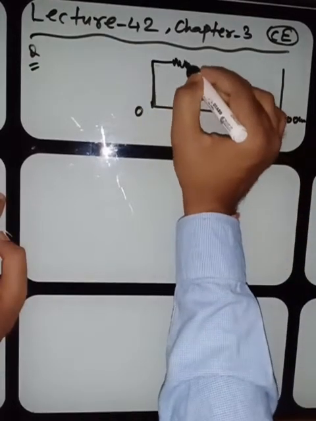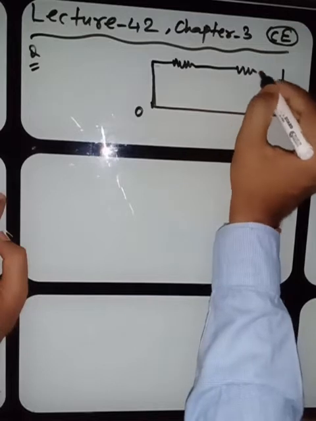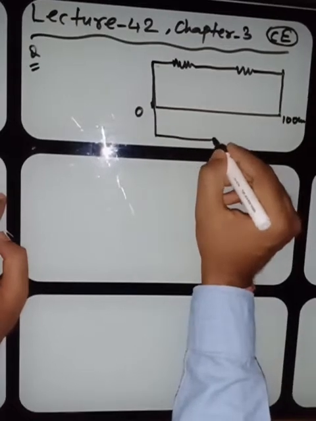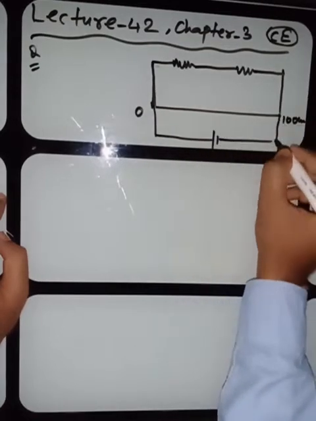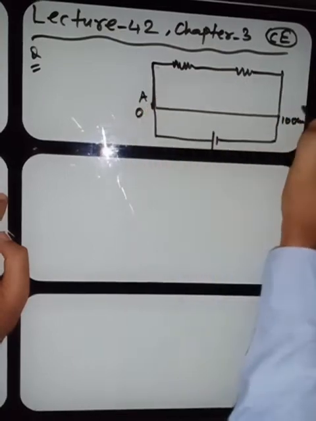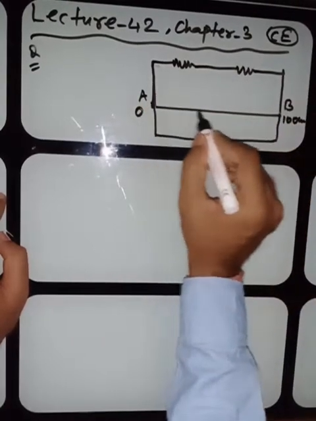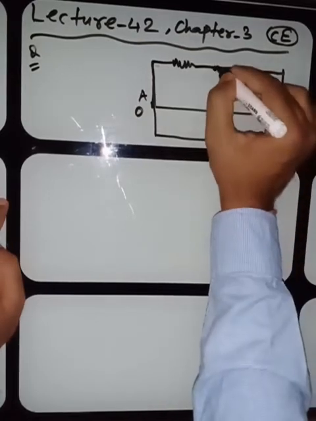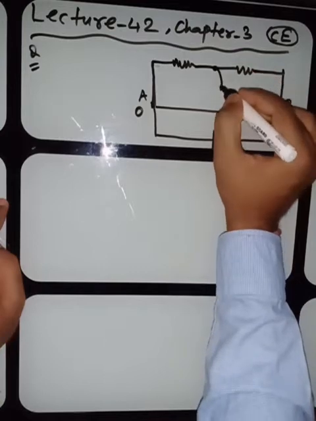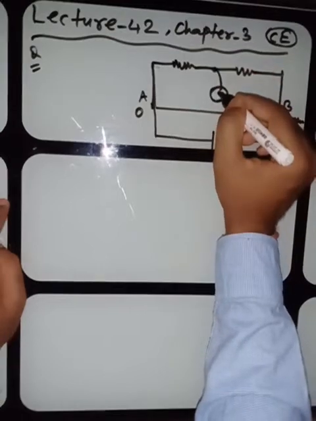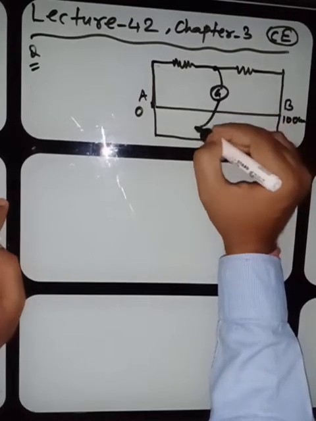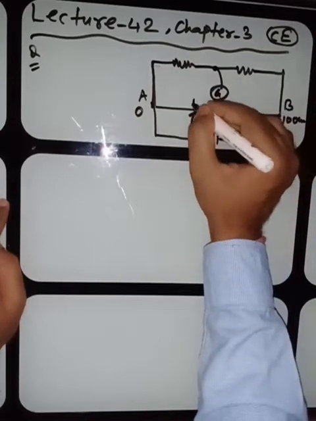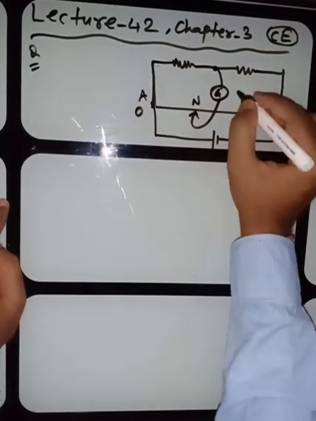The two resistors are connected, and the working potential, that is the battery, is connected at the two ends, A and B. On this wire we slide a jockey. That's why it is also called a slide wire bridge. This point is connected with a galvanometer which gives the deflection. Suppose at this point we find the galvanometer giving zero current.